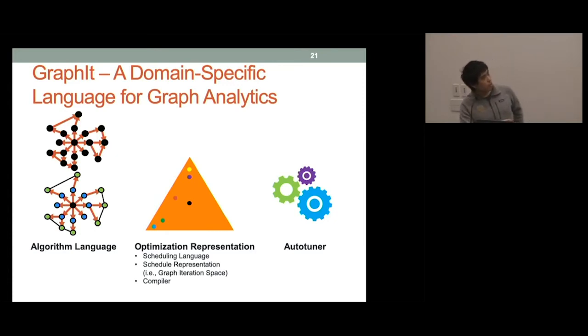Okay. So in the previous example, I was just tweaking the parameters in the scheduling language by hand, but you can actually use the auto-tuner, which will automatically find the best set of optimizations. And in fact, using the auto-tuner, we were able to find some sets of optimizations that are even better than the ones that we found by hand initially.